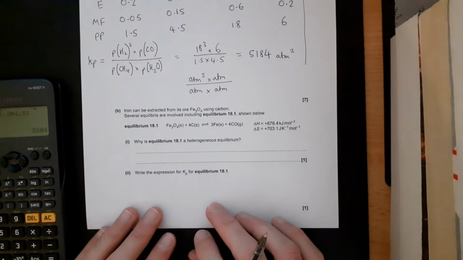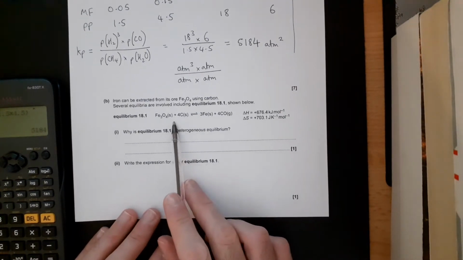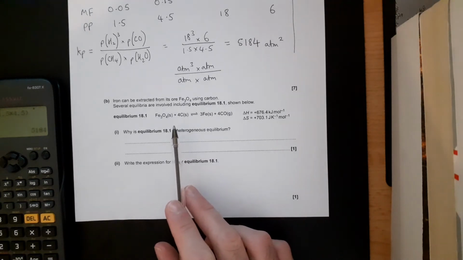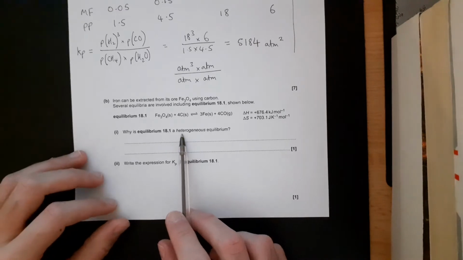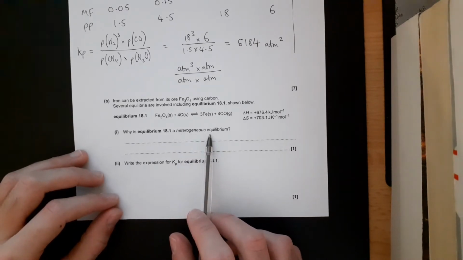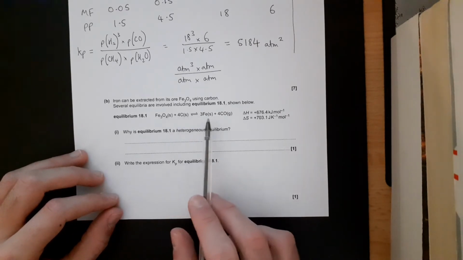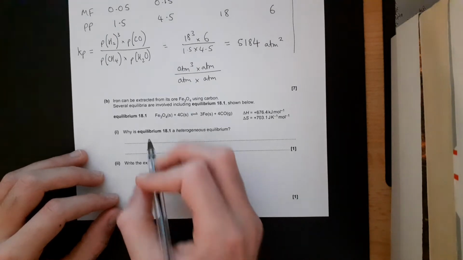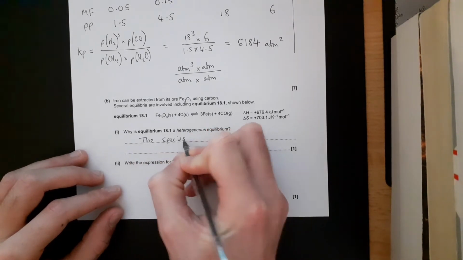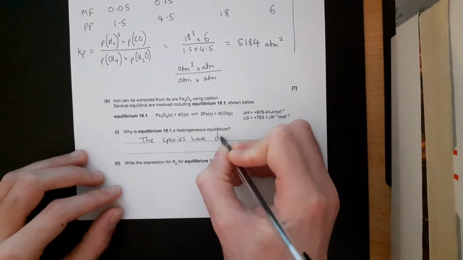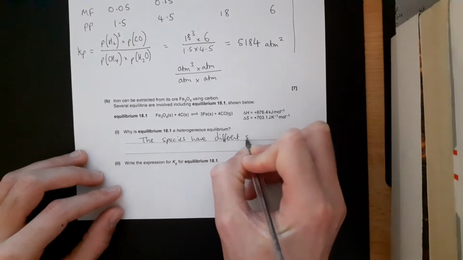Right, at the bottom here, there's another little question. This is looking at a different equilibrium. It's saying, why is this equilibrium a heterogeneous equilibrium? We can see that just from the state symbols. So the reason it's heterogeneous is because the species have different states. That's all it wants.